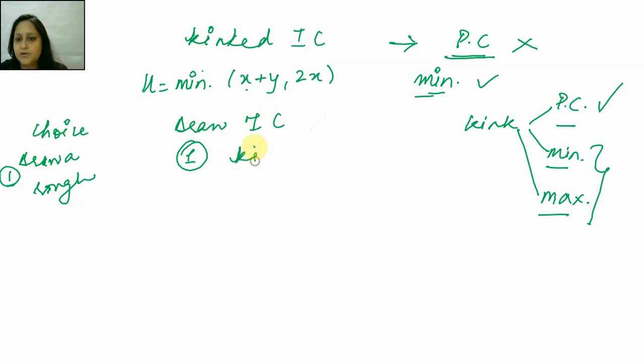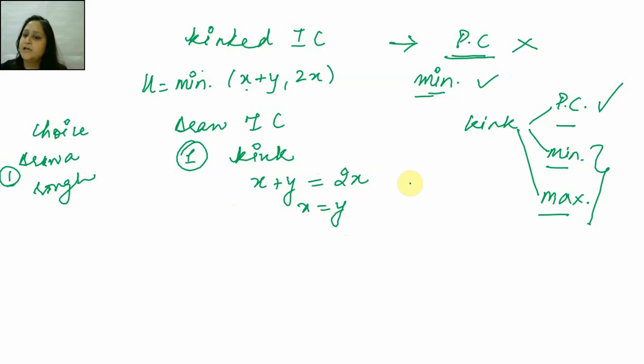Step 1 is we find out our kink. How do we find out our kink? We put x plus y to be equal to 2x, which is x is equal to y, right? तो इसका मतलब मेरे जो kinks हैं वो कहाँ पे lie कर रहे हैं?